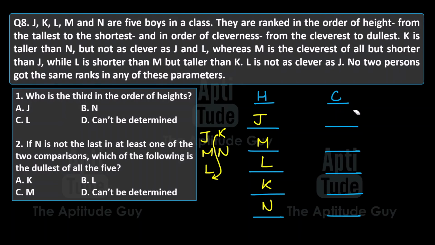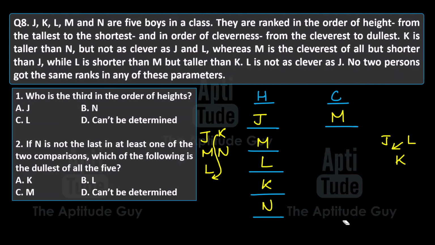Now we'll read the cleverness data. Okay. Now K is taller than N but not as clever as J and L. Okay. So K is not as clever as J and L. Then they have mentioned M is the cleverest of all. So M, you can close your eyes and put M over here. Cleverest of all. What else? L is not as clever as J. So L comes between J and K over here. And that's it. They have not mentioned anything about N's cleverness.